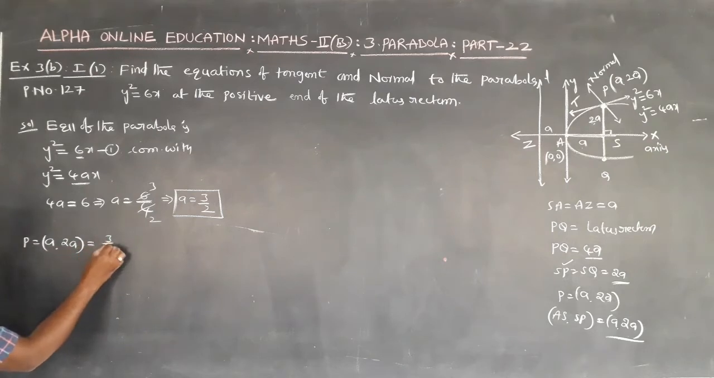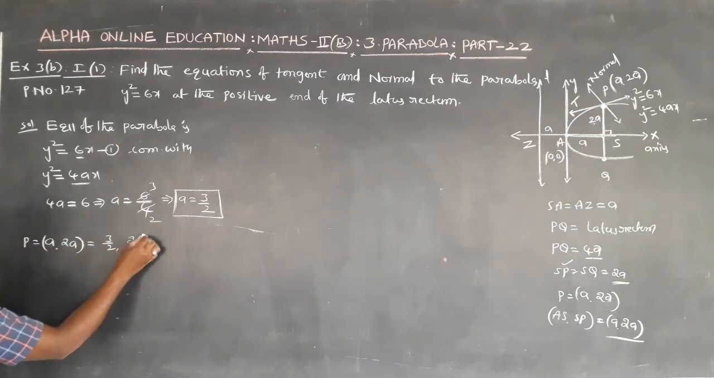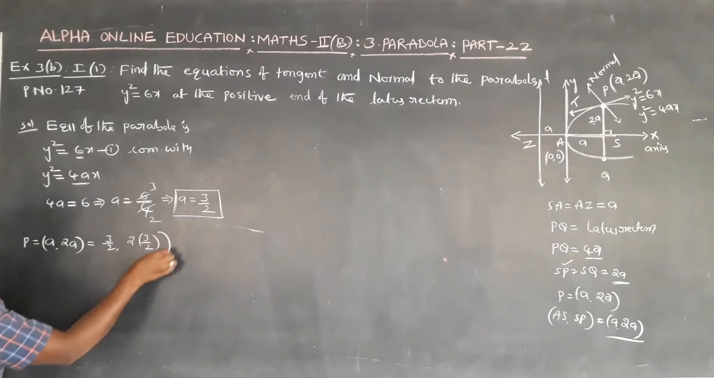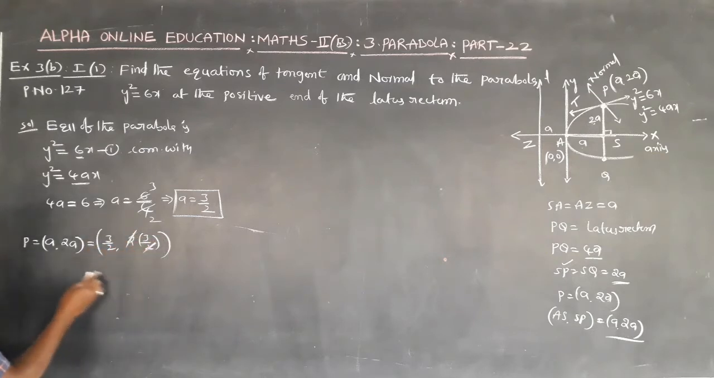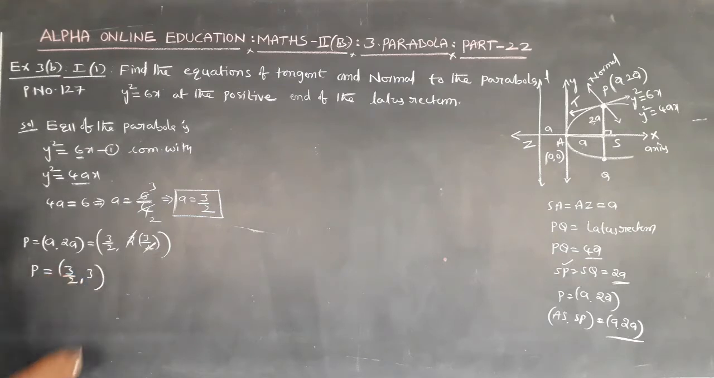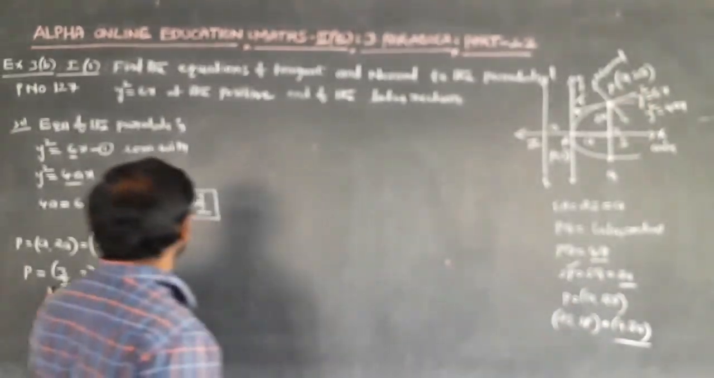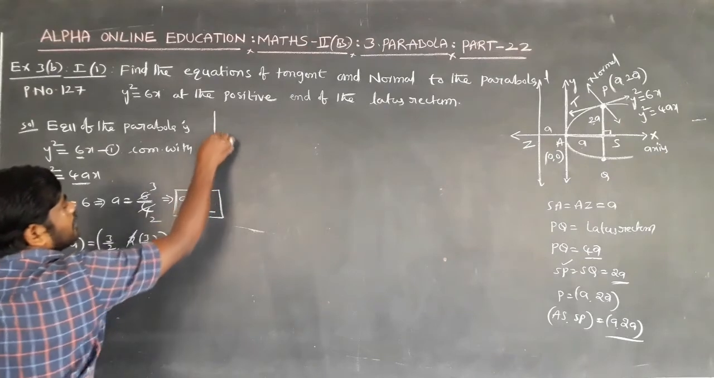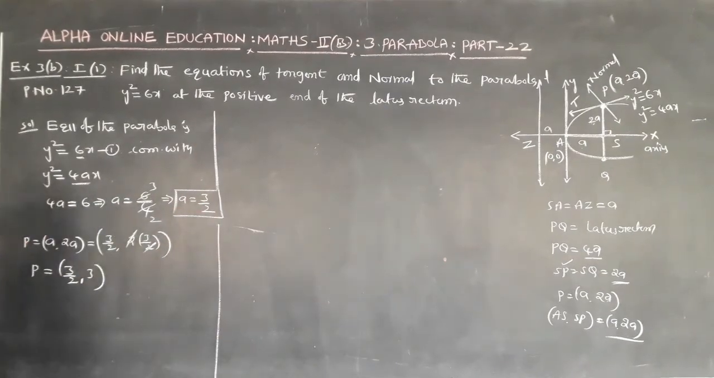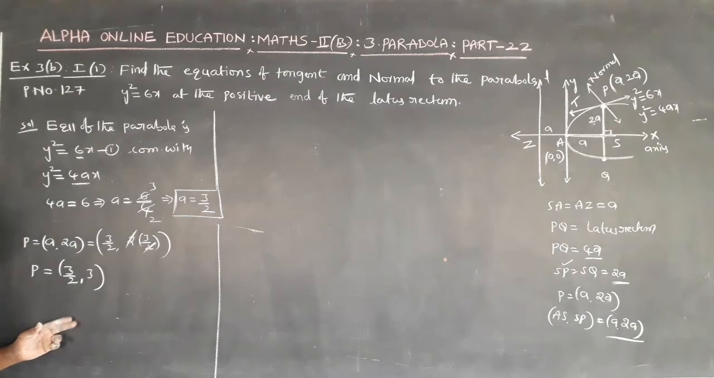Here a is 3 by 2, and 2a is 2 times 3 by 2, the 2s cancel. So P is the point 3 by 2 comma 3. Here we find the equation of the tangent and the normal to the parabola y square equal to 6x at the point 3 by 2 comma 3. This is the point x1, y1.